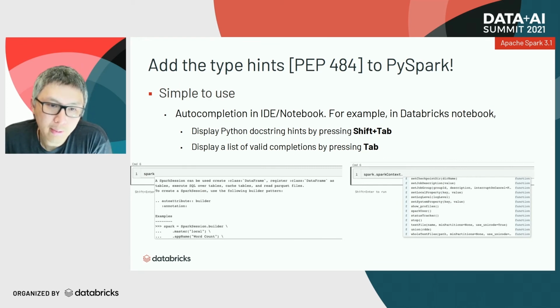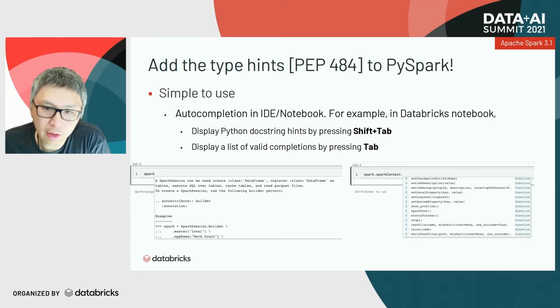Python will remain a dynamically typed language. Although the type is just an annotation in Python, it already can help us in many different ways. The benefits have been widely discussed in the Python community. In this release, we added type hints to PySpark. Thanks to this work, PySpark is becoming simpler to use.